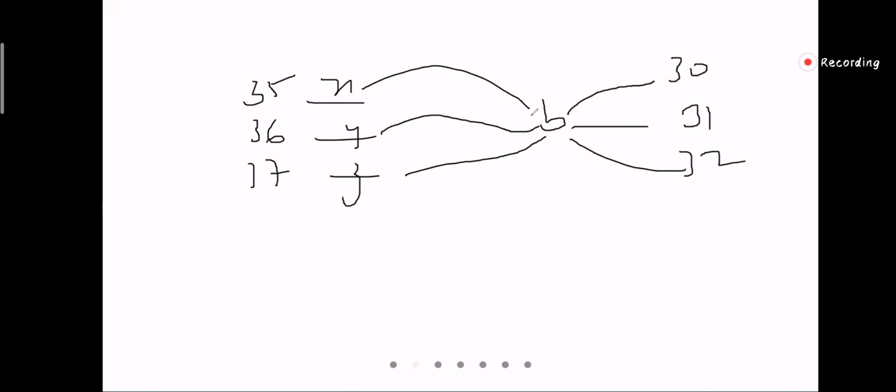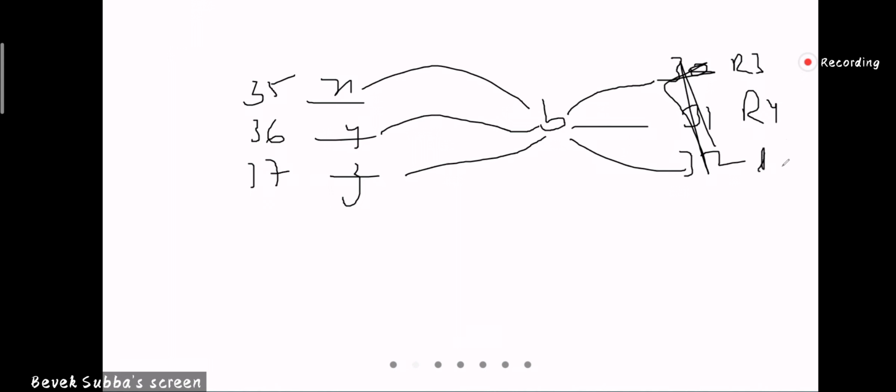Let's say the first value, X, comes, you move B to R3. When the Y value comes, you move B to R4. Then you move to R5. Now finally, you will have the values X, Y, Z. But you have to use the loop. You have to use the loop.